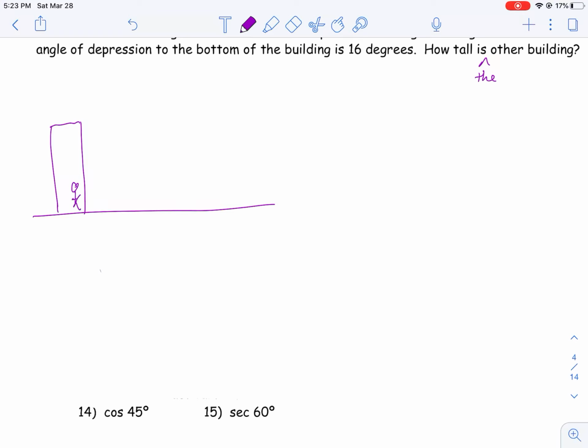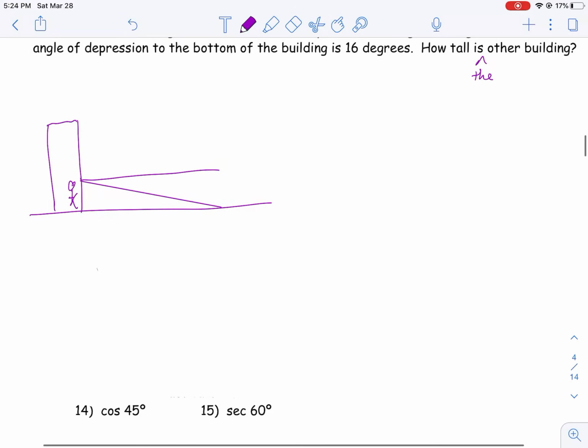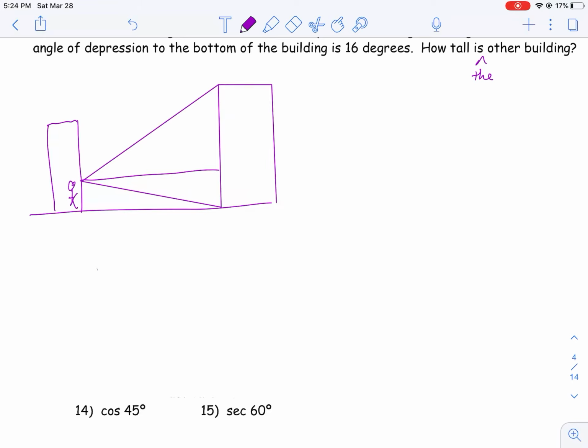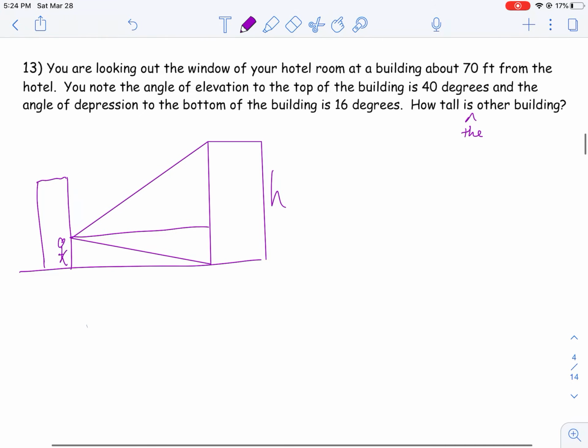I'm going to put my little guy down here. That way when I look across the street at the bottom of the building, that angle is smaller. When I look at the top, that angle is going to be bigger. And now this building, something like this. And so, how tall is the building? Wow, that was a lot of work just to get the picture, but it's pretty important.